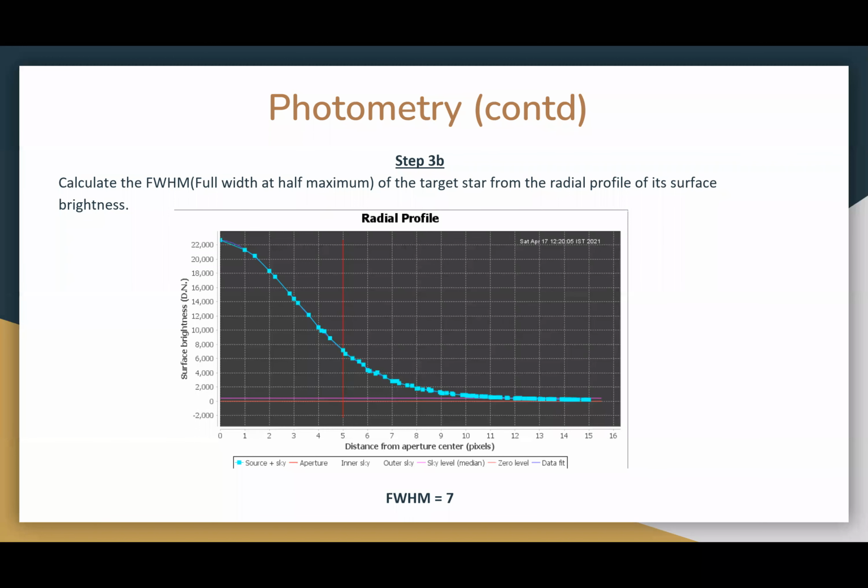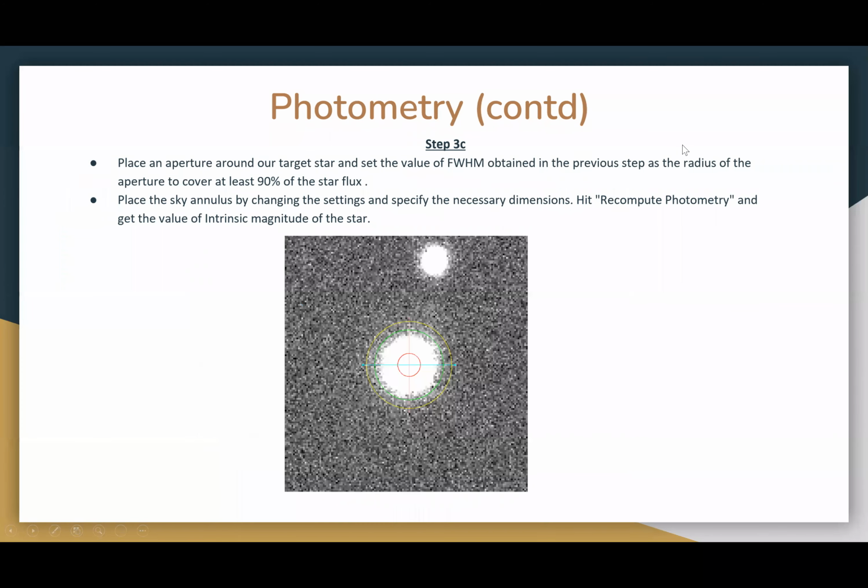The FWHM was close to 7. So we use this value of FWHM as the radius of our aperture to make sure that we at least cover 90% of the star's flux. And we also added a sky annulus to calculate and remove the flux from the sky.